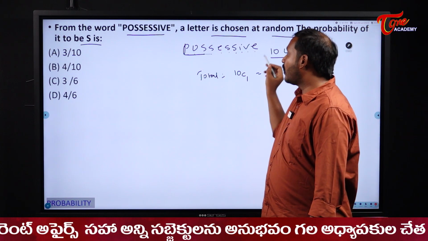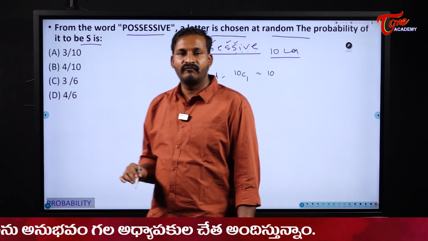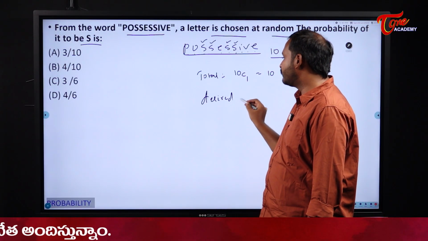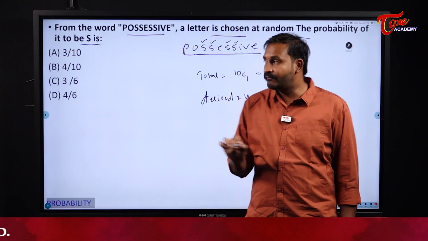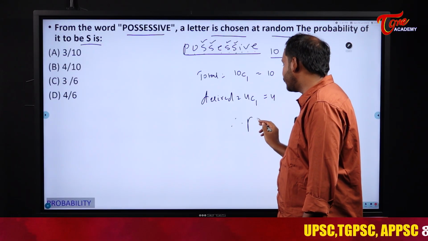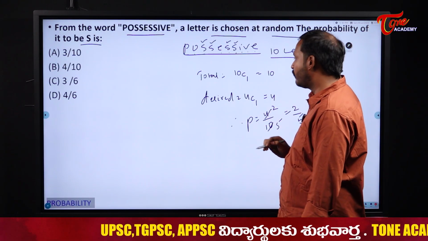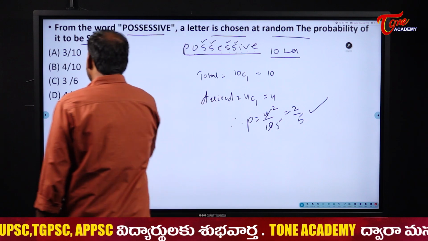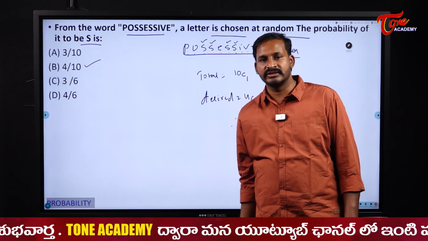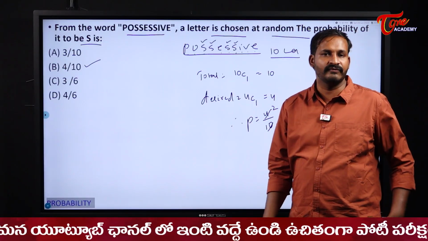Now, how many S are there here? 1, 2, 3, 4. 4 S are available for me. So, the desired one is S only. So, the desired number of chances will become 4C1. From 4 S, I need to pick any one. So, it will become 4. Therefore, probability will become 4 by 10. So, it becomes 2 by 5. Here the option 4 by 10 was there. If you further cancel it, it will become anyway 2 by 5. This is how we are going to solve these types of questions.